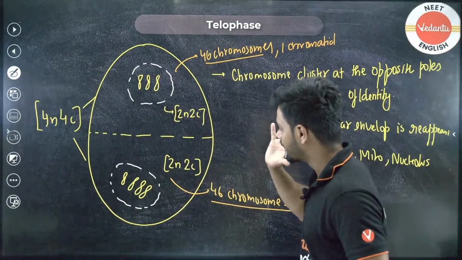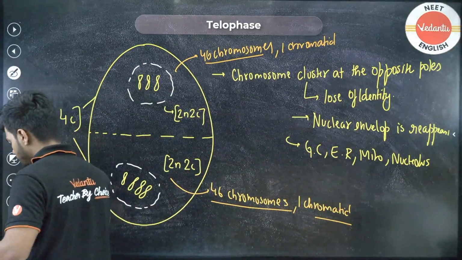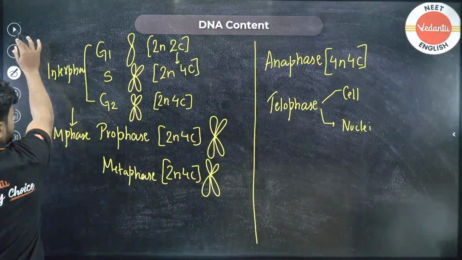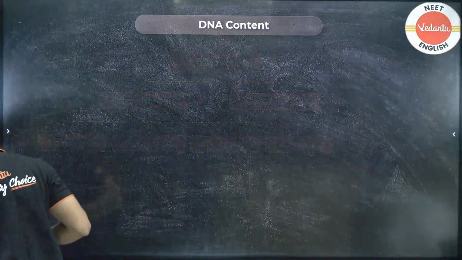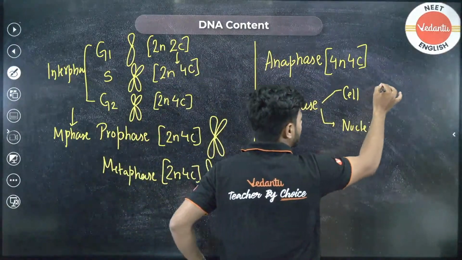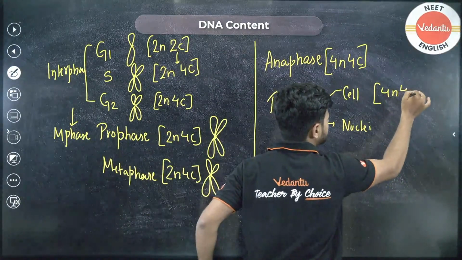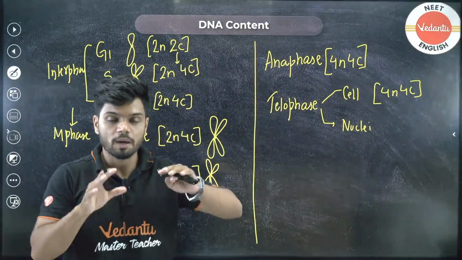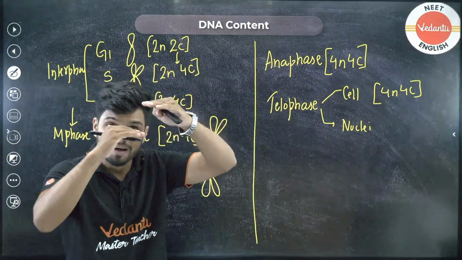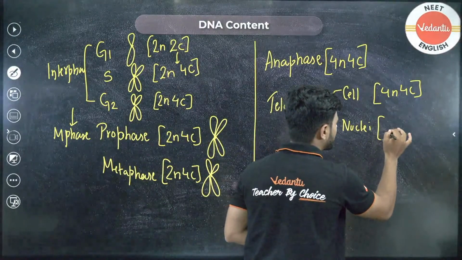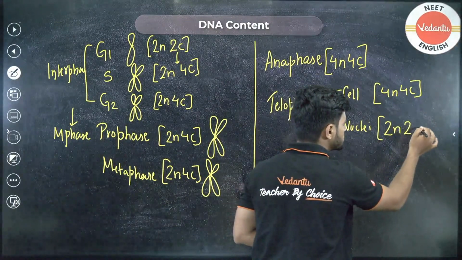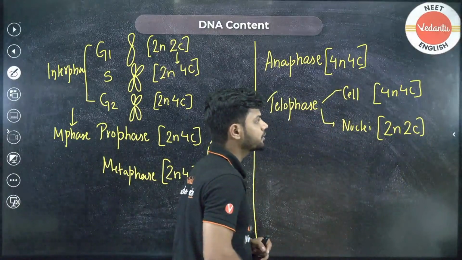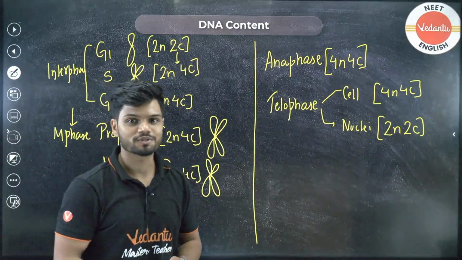Understand the concept. So if I take it as per cell, if you look at the entire cell, it is still going to be 4N 4C. The entire cell is going to remain as 4N 4C. But if you look at per nuclei, it is going to be 2N 2C.